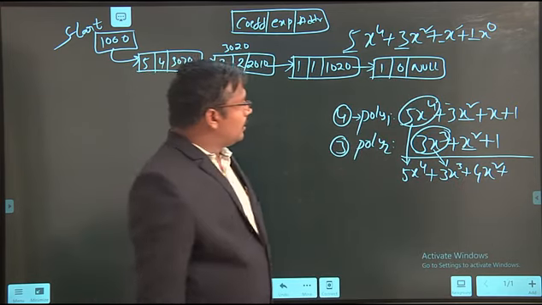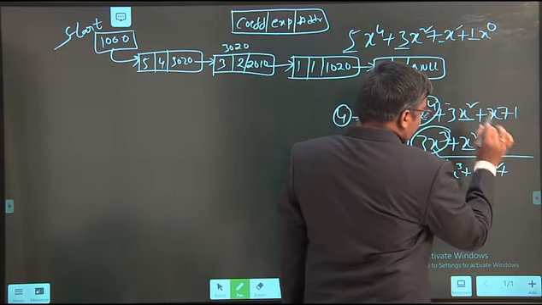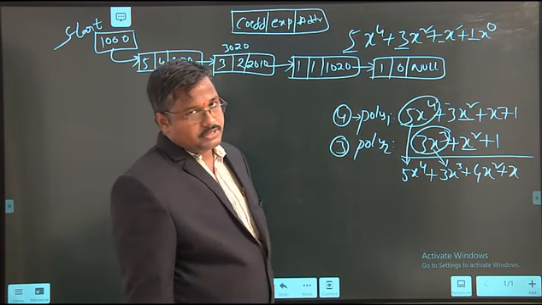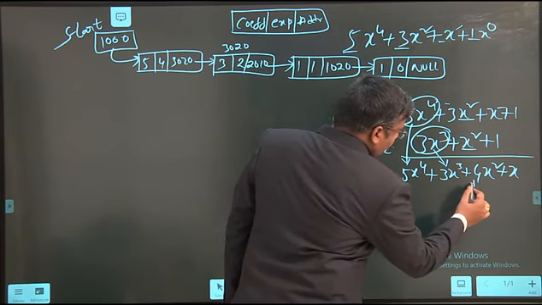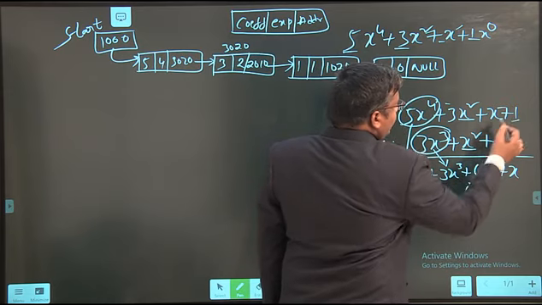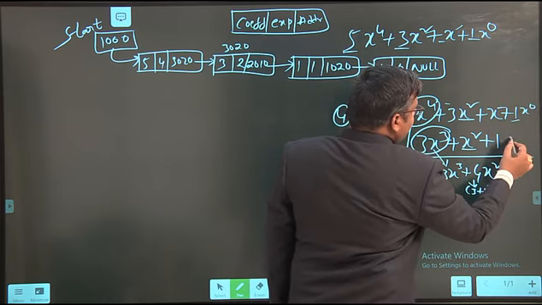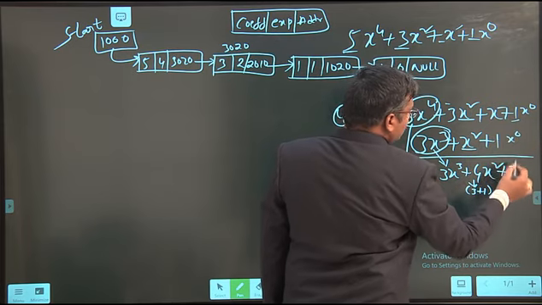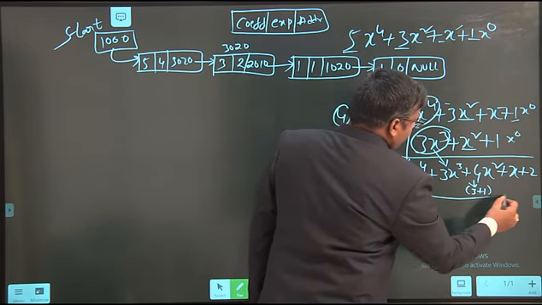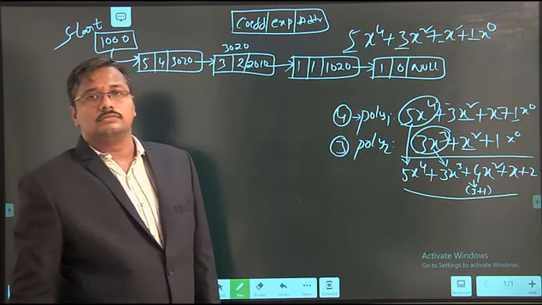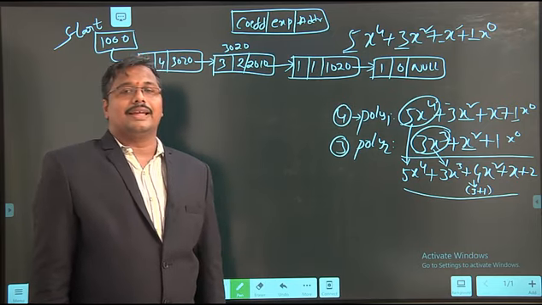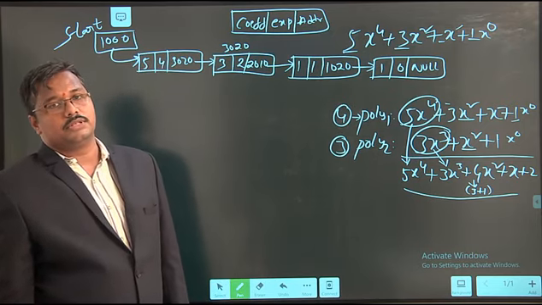Next, the x term is not present in the second, so simply copy. Here we are only performing addition of 3 plus 1. Next, the x to the power of 0 term is present in both, so the result is 2. This is the way we follow addition of two polynomials.